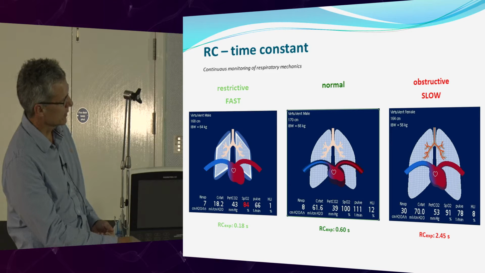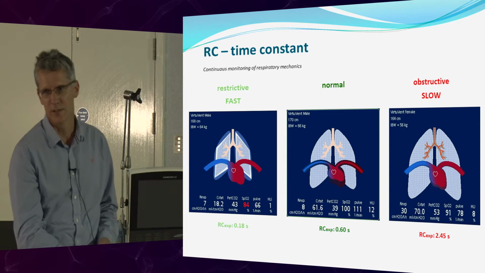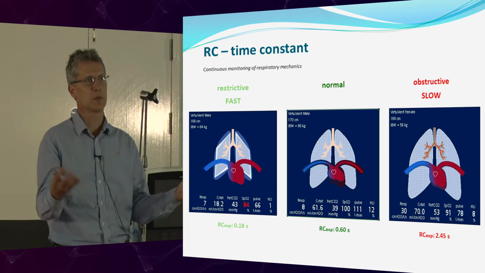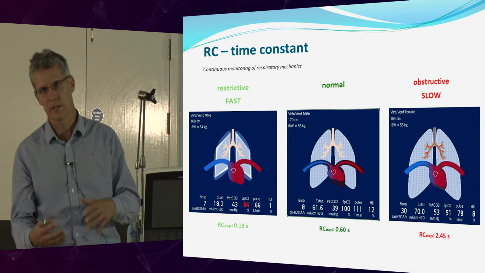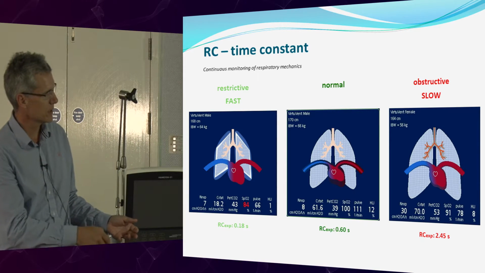If the compliance is normal, you get nice curvy lungs. If the resistance is high, this tree goes red, yeah? This is a nice, easy, quick way of saying, all right, the time constant's low. So is there a resistance or a compliance problem? Most of the time it's a compliance problem.